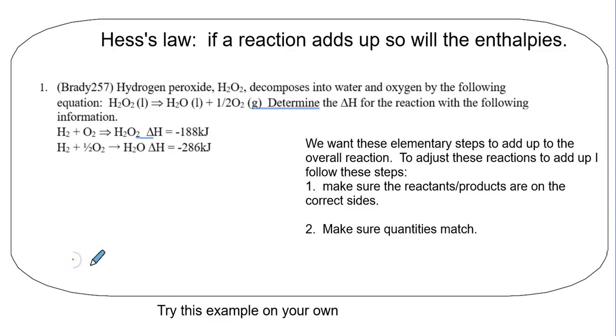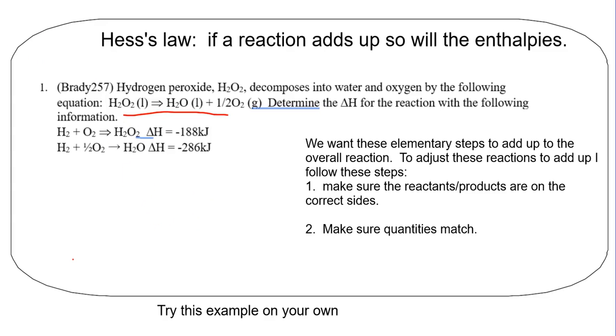Okay, Hess's law, another example. Hydrogen peroxide, H2O2, decomposes into water and oxygen by the following equation. Determine the delta H for the reaction following the information. So they're giving these things. This is just how this works. Try this example on your own. Pause the video. I'm going to be going through the answer very quickly.